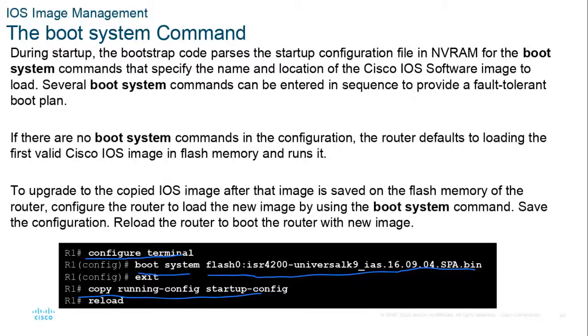When the Cisco devices boot up, before they load the IOS, they take a quick sneak peek at the startup configuration file to see if there is any boot system command, so they know which one to boot from the file system. If it's not present, they go ahead and boot the first one. So this way you can specify which one you want to boot up. And if it doesn't fix the problem, you can always change it back to boot system, the old one, and go back to the old one.